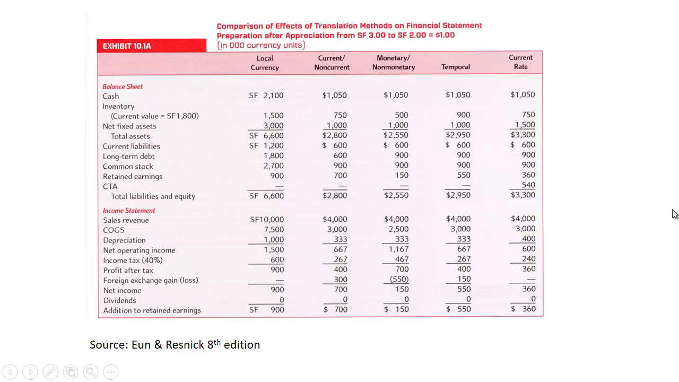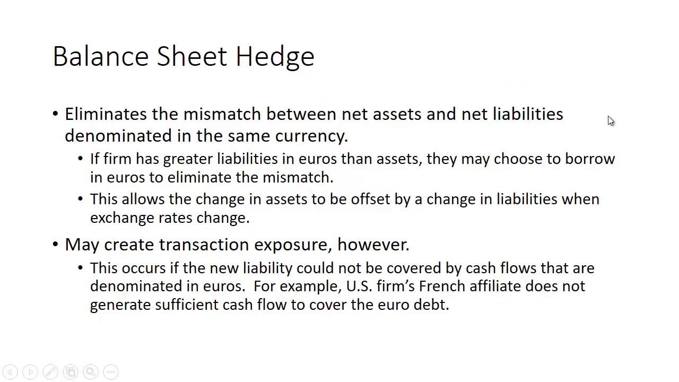financial statements. All right, let's take a look at some issues with hedging here. There are a couple of approaches you can take. One is a balance sheet hedge. And what this does is it eliminates the mismatch between net assets and net liabilities denominated in the same currency. If a firm has greater liabilities in euros than assets, they may choose to borrow in euros to eliminate the mismatch. So this allows the change in assets to be offset by a change in liabilities when exchange rates change. So you have exposure, but there's no risk involved, because if assets go down in value, so do liabilities.